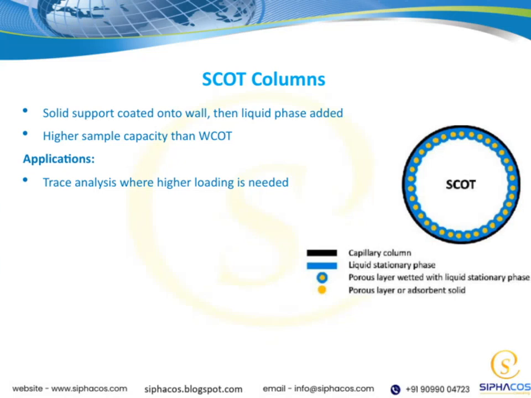Let's take a closer look at Scott columns. These columns have a solid support coated onto the wall, and then a liquid phase is added on top of that support. This design allows for a higher sample capacity compared to traditional WCOT columns. Because of this increased capacity, Scott columns are particularly useful in applications like trace analysis, where you need to load more sample without losing resolution. They're ideal when higher loading is required to detect low-concentration compounds effectively. This makes Scott columns a valuable tool in analytical scenarios demanding both sensitivity and higher sample throughput.